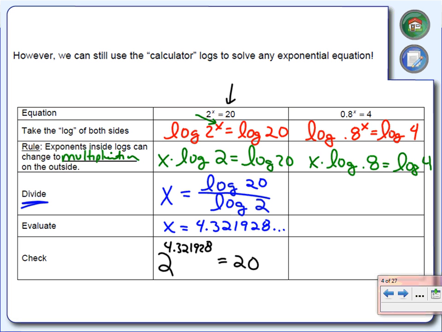And the reason we're changing it is so that we can solve for x. I want to know what x is equal to. So to solve for x, we're going to need to divide. So what we're going to have is the log of 4 divided by the log of 0.8. Now notice both of those logs are in base 10, so we can put that in our calculator. So what is the log of 4 divided by log of 0.8?